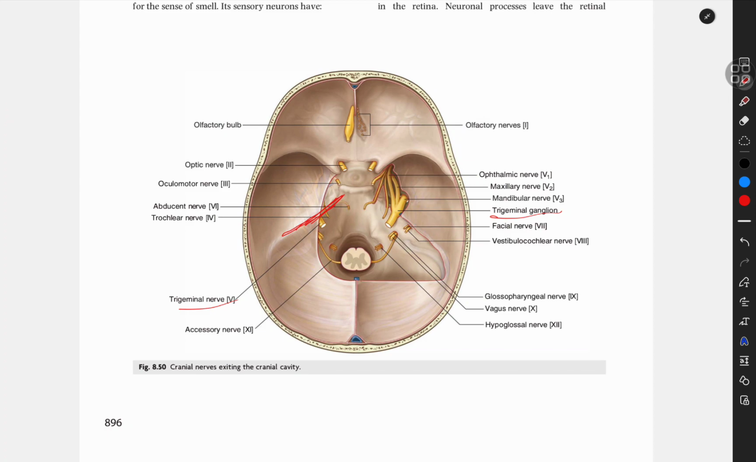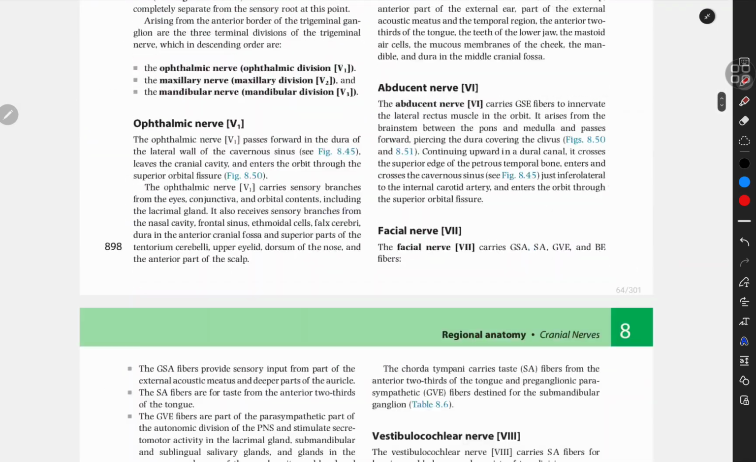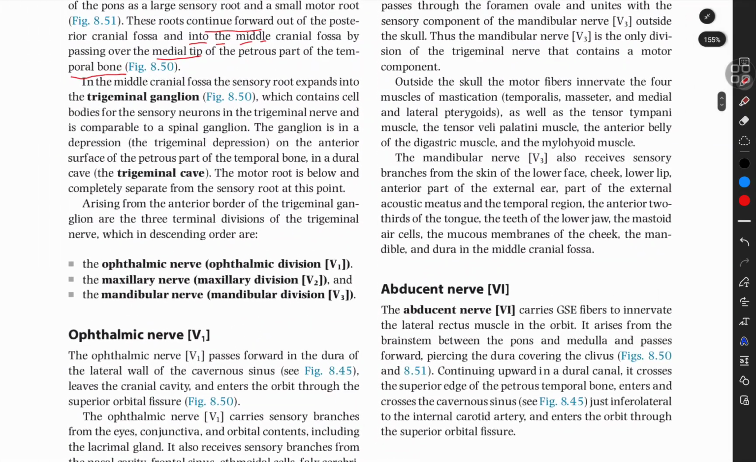The trigeminal nerve gives off three branches: ophthalmic, maxillary, and mandibular. In the middle cranial fossa, the sensory root expands into the trigeminal ganglion, which contains cell bodies for the sensory neurons in the trigeminal nerve and is comparable to a spinal ganglion.